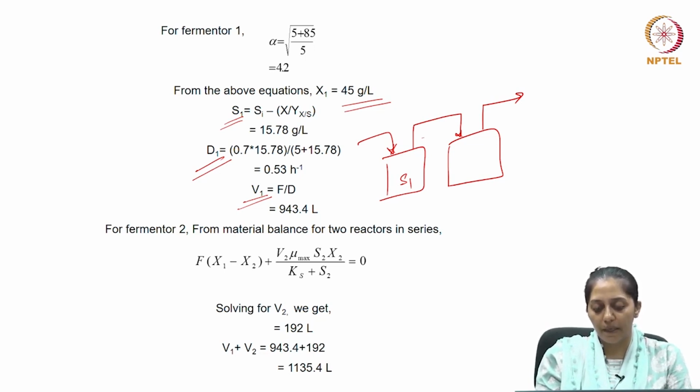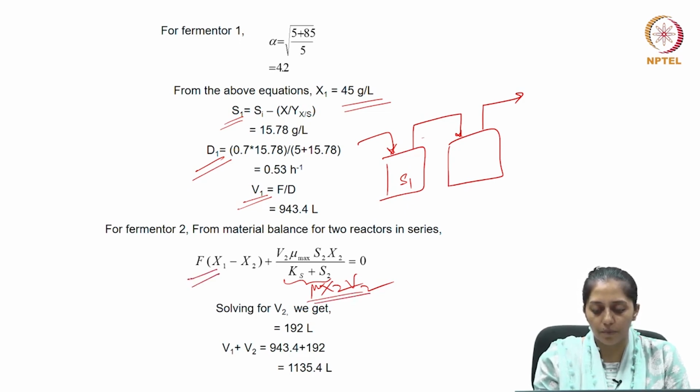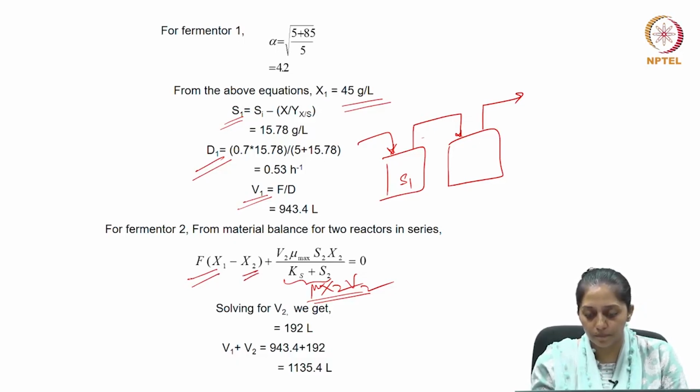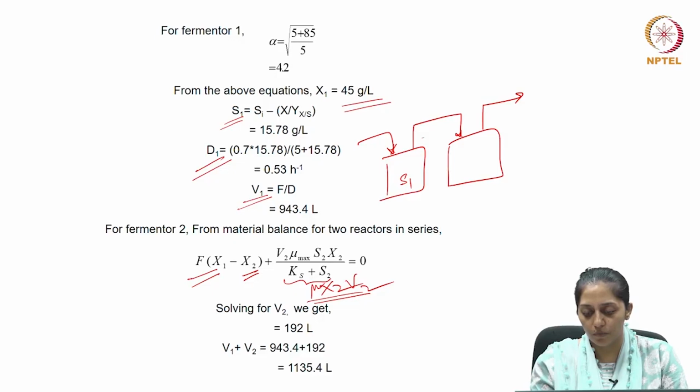Now, for the second fermenter, if you do the material balance for the two reactors, this term is Monod's model. This is the rate at which the biomass is getting formed. This is the rate of input and this is the rate of output Fx2. At steady state, no accumulation. So, from this balance, we know rest of the terms, we can calculate the volume V2.